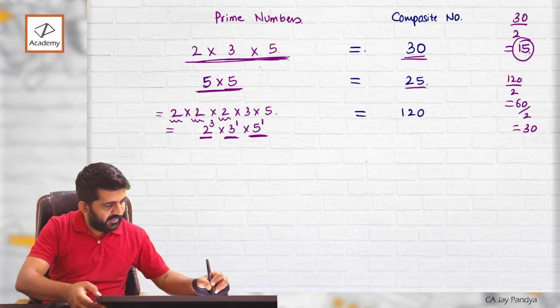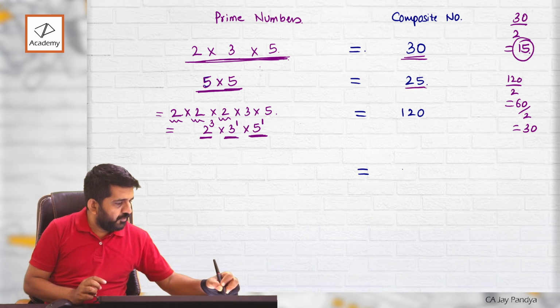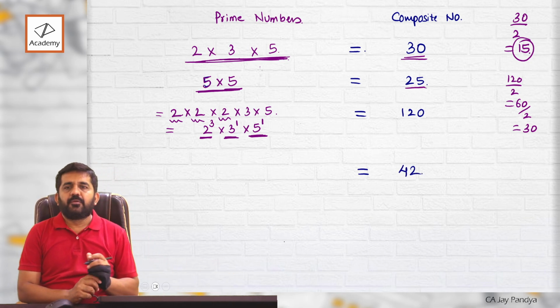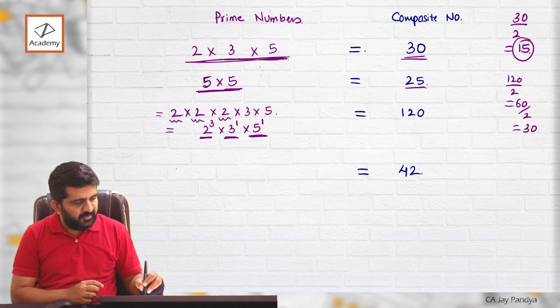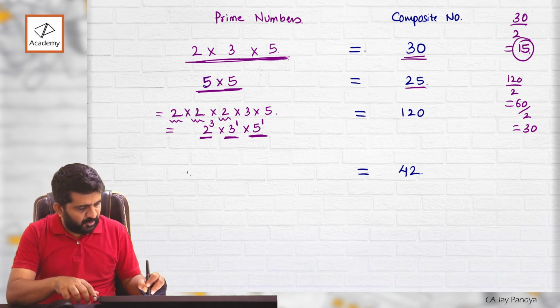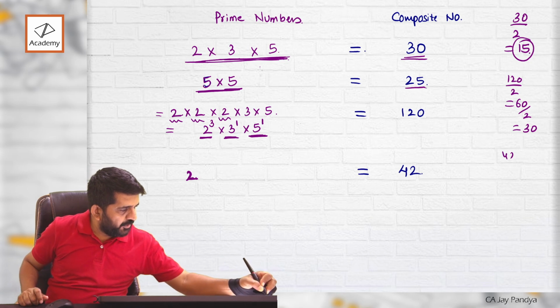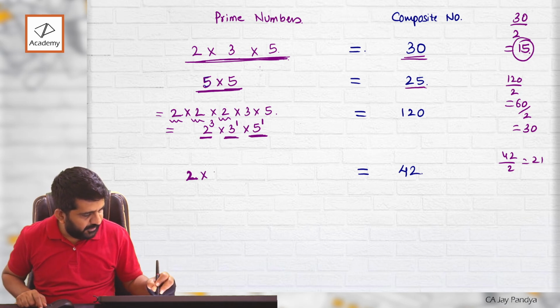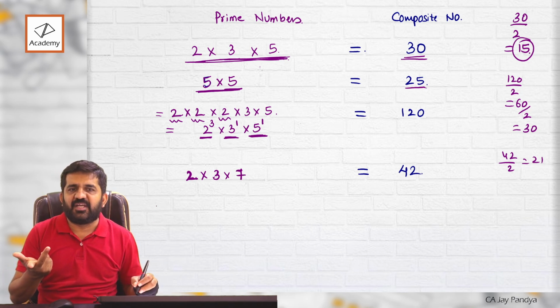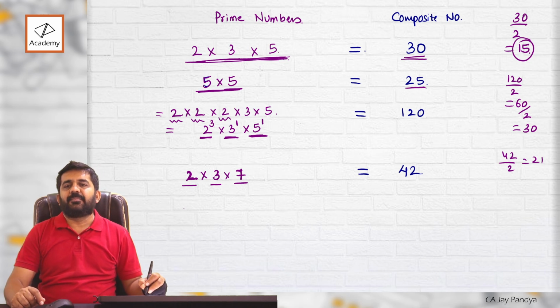Let me take one more and let us end this concept of arithmetic. 42. 42 is even number and it will be a composite number, right? If it is even number, your answer will always start with 2, because it is easily divisible by 2. So 42 divided by 2 is 21, into 3 into 7. We know 7 3s are 21, right? 2 is prime, 3 is prime, 7 is prime.